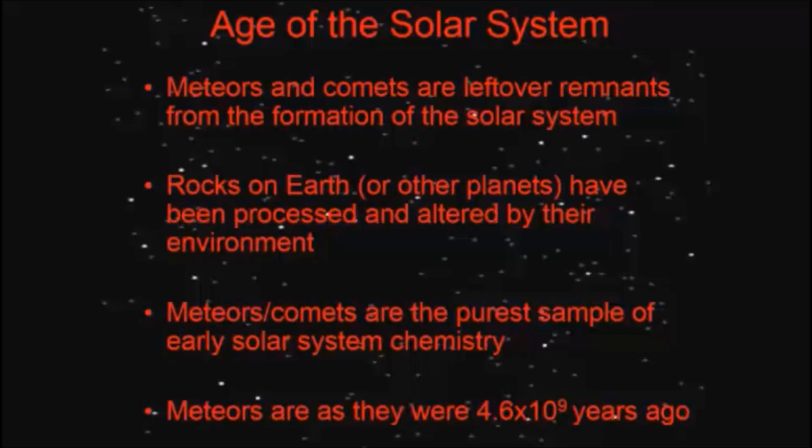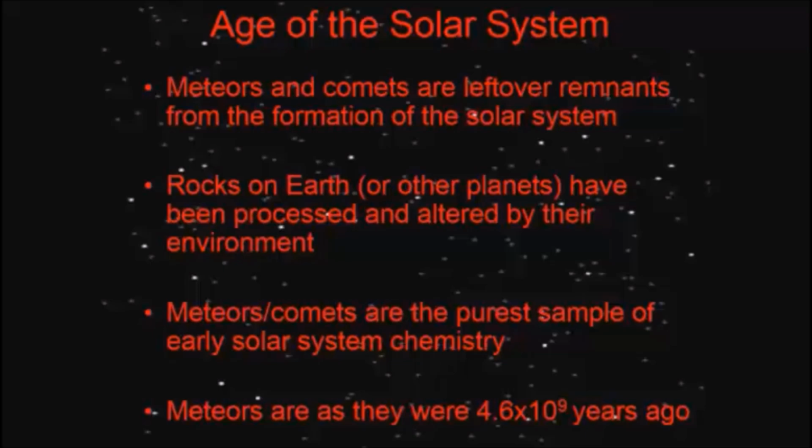So meteors and comets are basically your remnants that are left over, and they haven't been altered. So they're very pure samples. So the meteors are as they were about 5 billion years ago, back at the beginning of the solar system. So what people do is go around places like Antarctica and look on the white pristine snow for black objects. And those black objects usually wind up being meteorites.